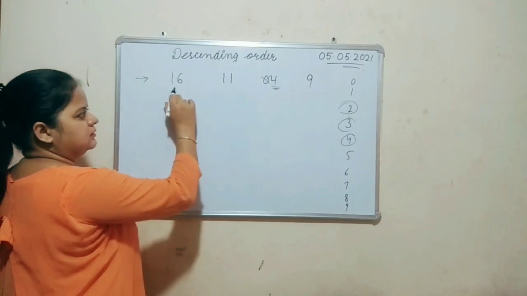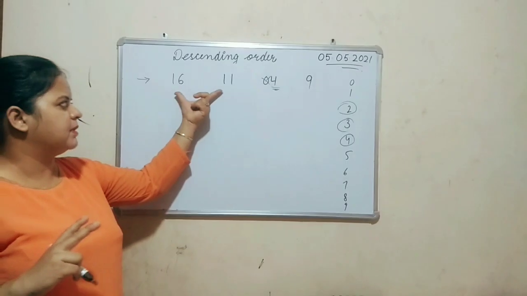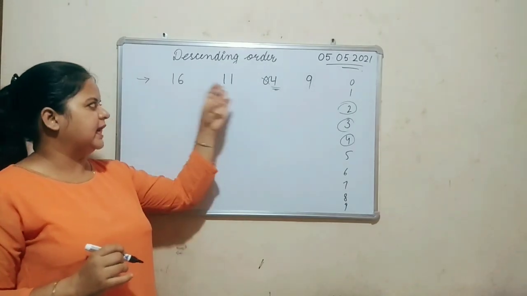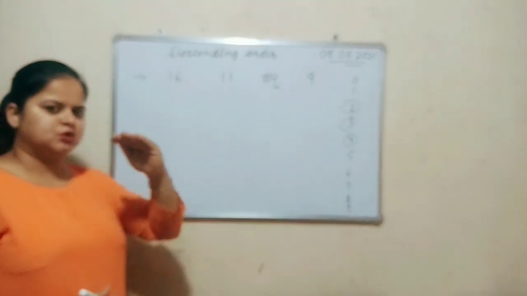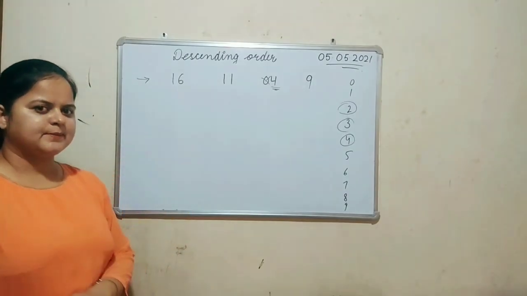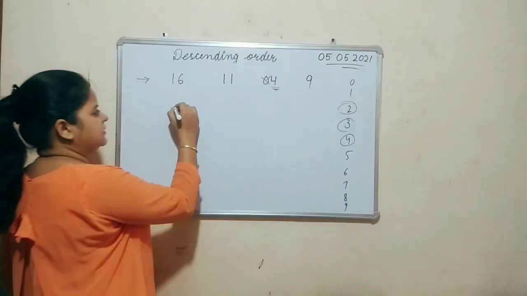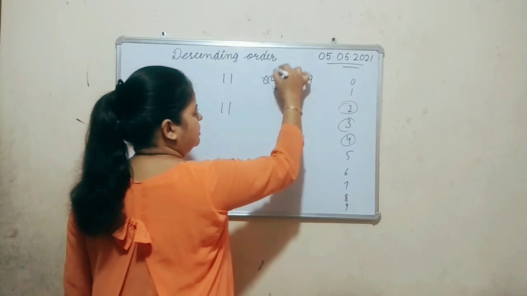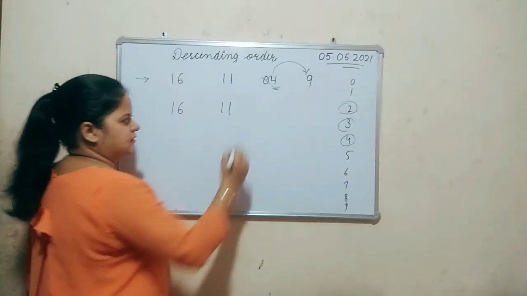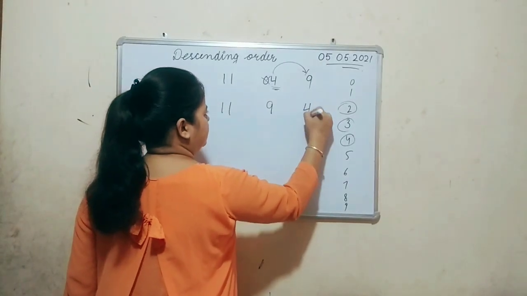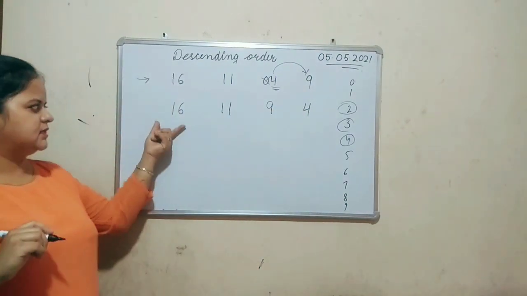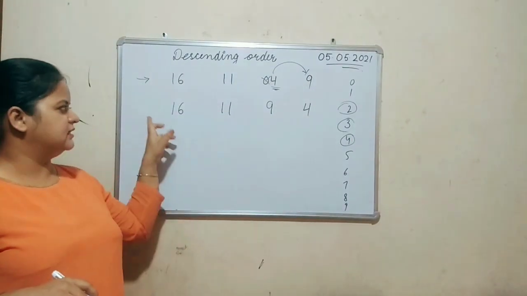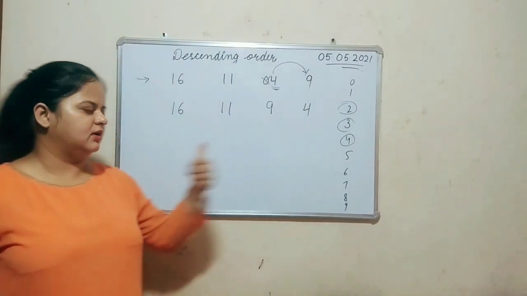These two are 2-digit numbers. So we have to compare these two first. Which is greatest and which is smallest? 16 and 11. Which is showing more and which is less? 16. Very good. 16 is greatest. Then 11. Now we have two numbers, 4 and 9. 9 comes first and 4 in the last. 16, 11, 9, 4. Done. This is descending order. Very good.